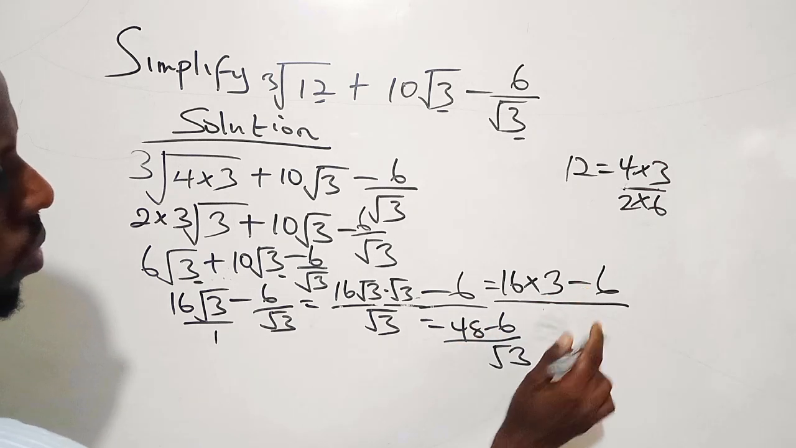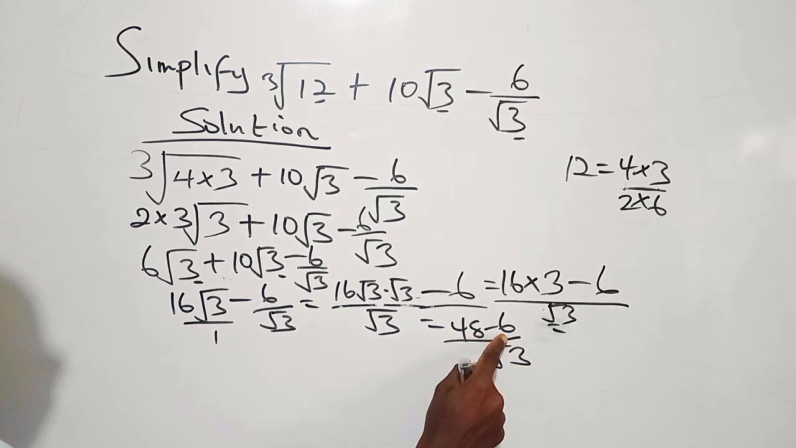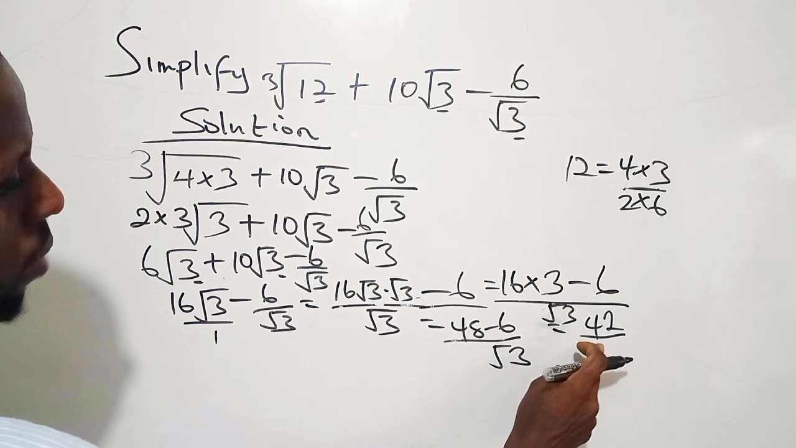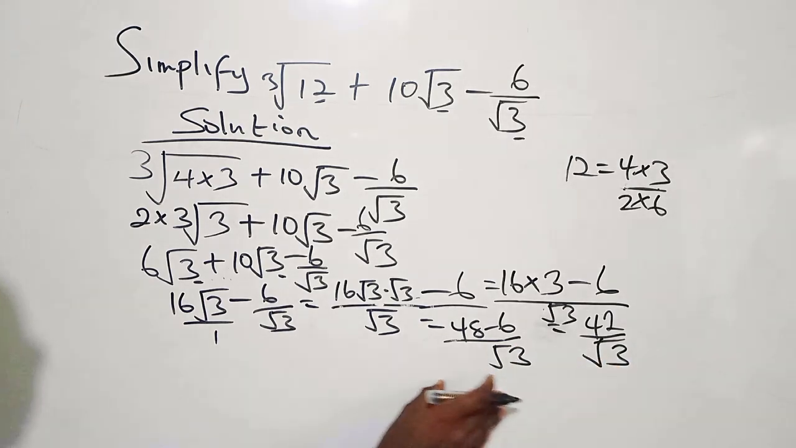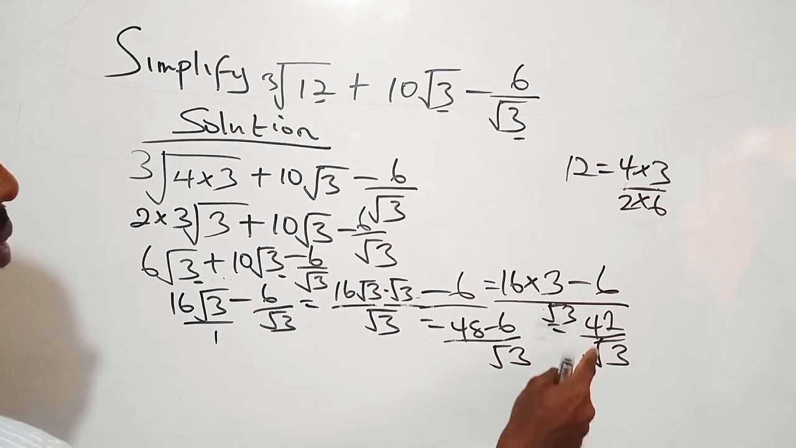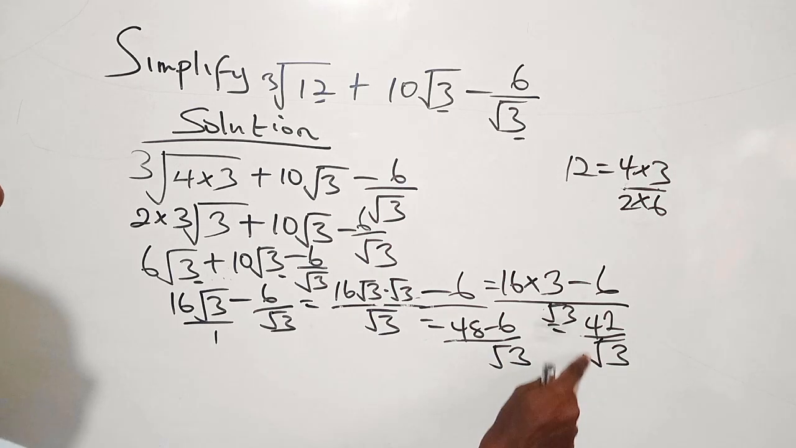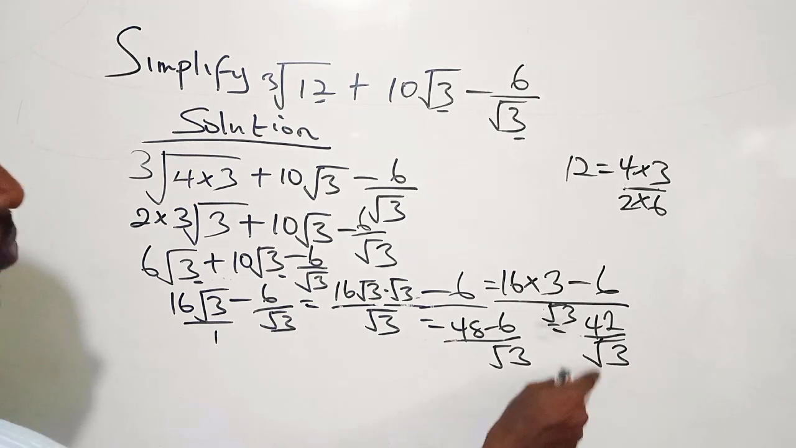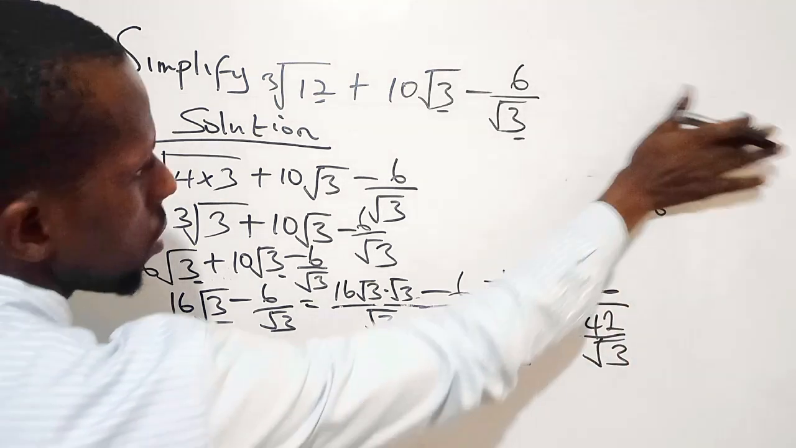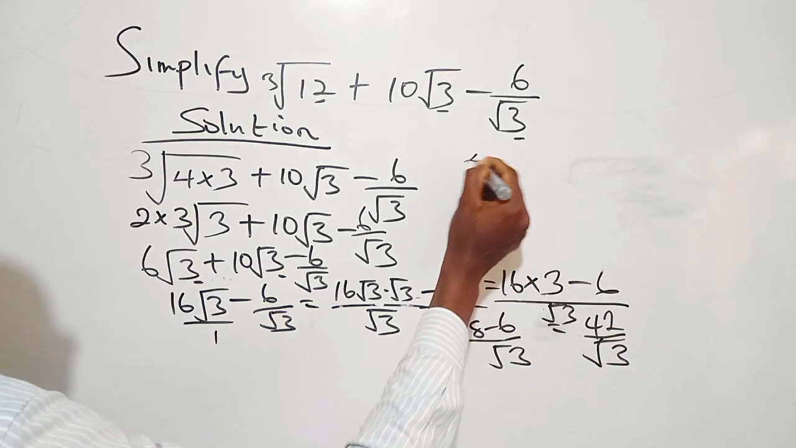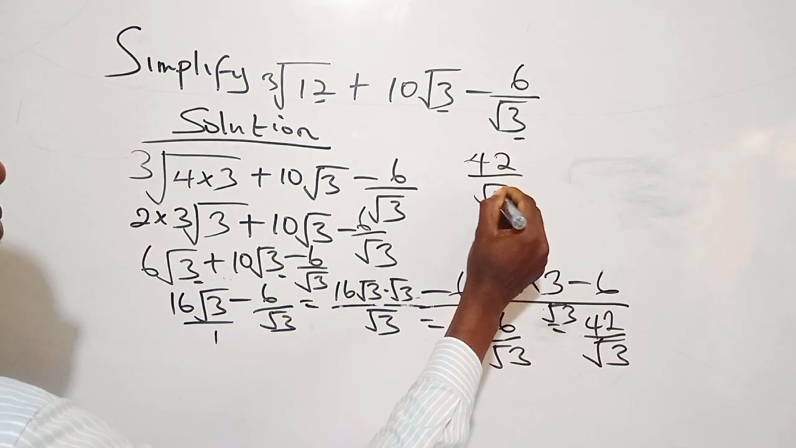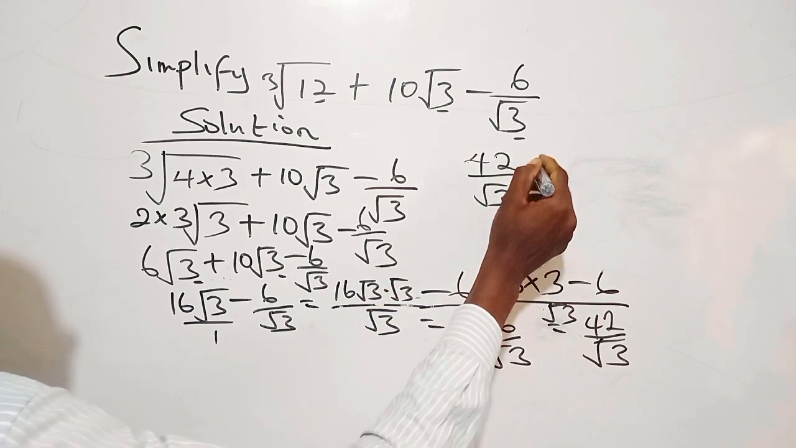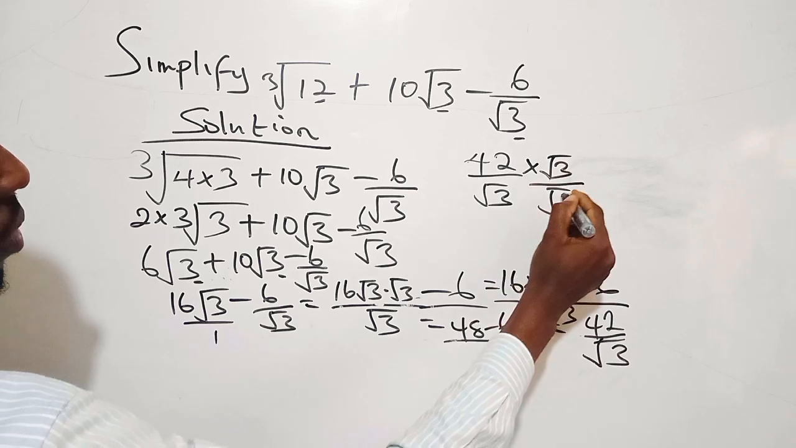When you take 6 from 48, that gives us 42 over root 3. When we simplify this, we have root 3 at the denominator, so we can still rationalize this to remove the radical. So how do we do that? For 42 divided by root 3, we multiply both the numerator and denominator by root 3. So we say times root 3 over root 3.